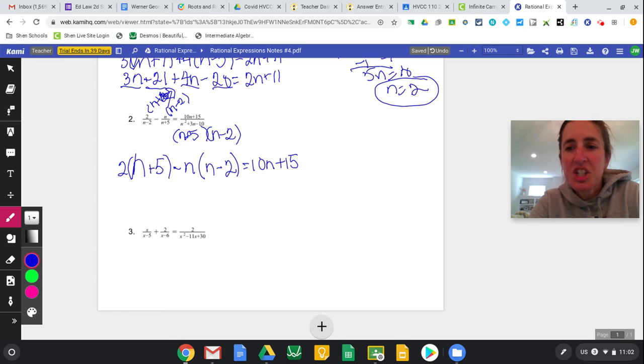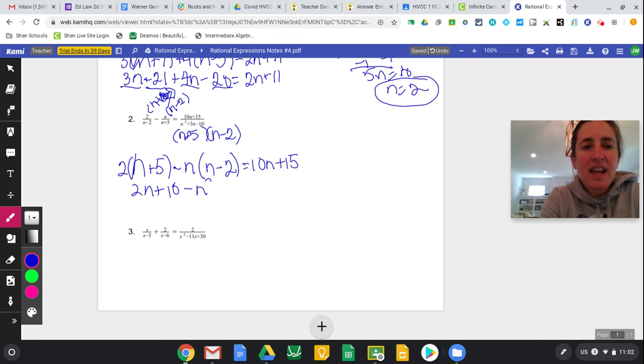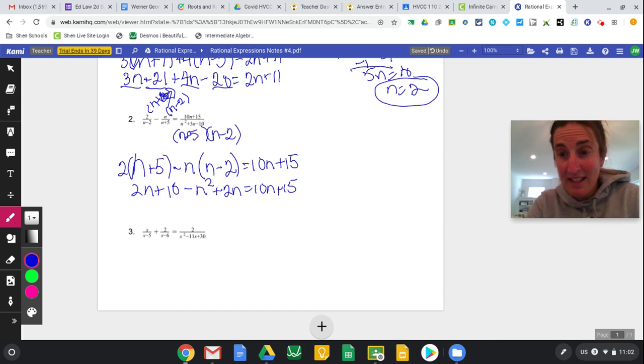Because I don't need to change the right hand of the problem because it already has the common denominator. So now I just solve. 2n plus 10 minus n squared plus 2n, watch your signs, equals 10n plus 15. Now, I got an n squared in my problem. That means some factoring is going to come up.